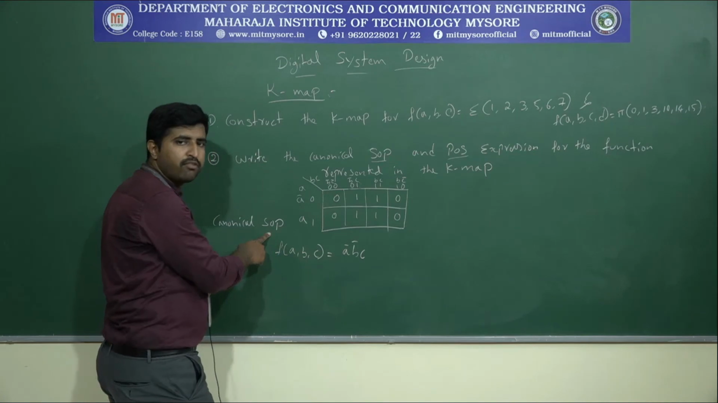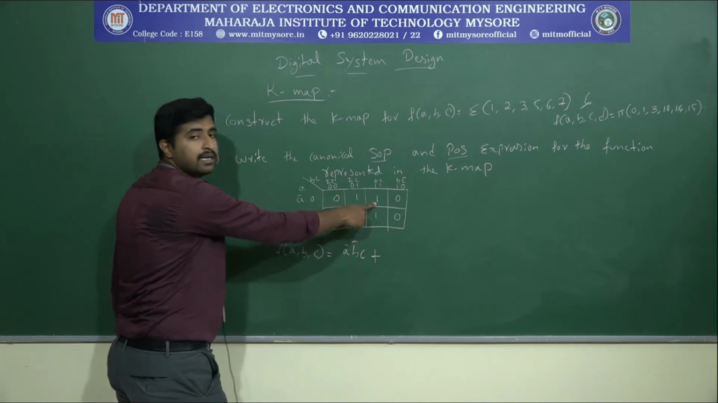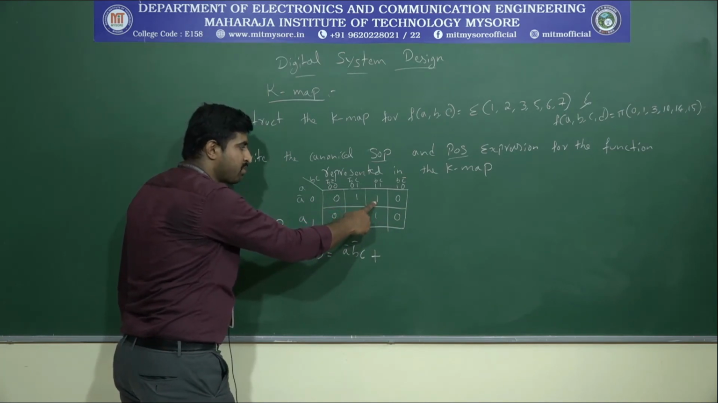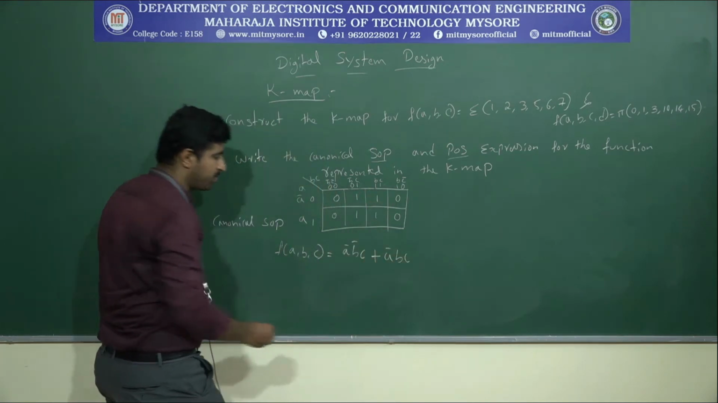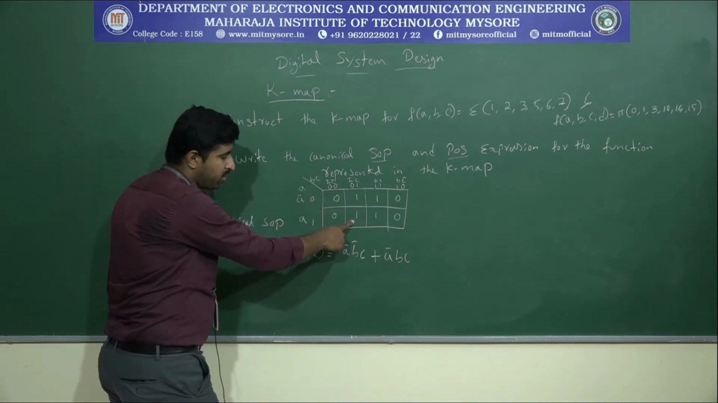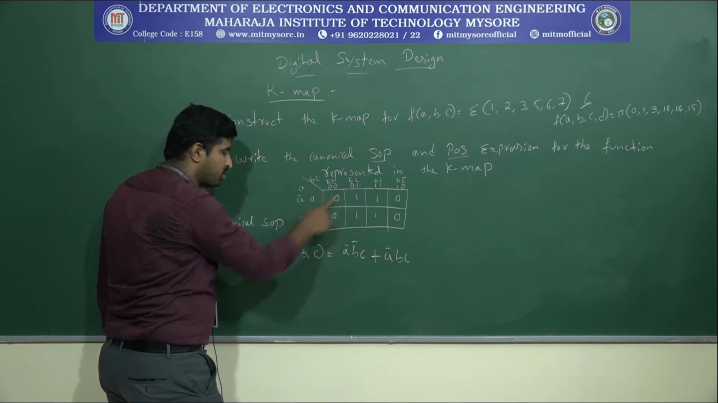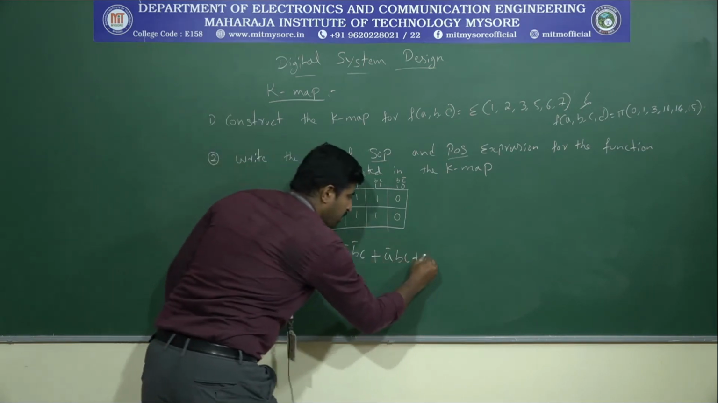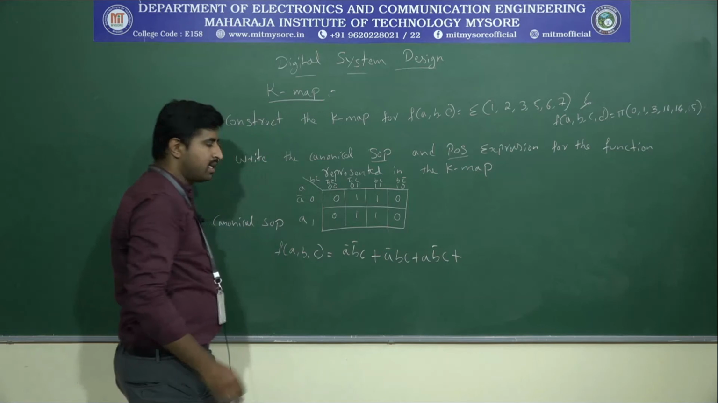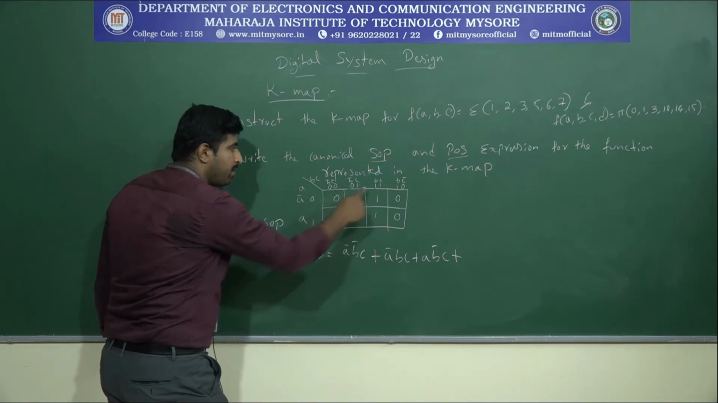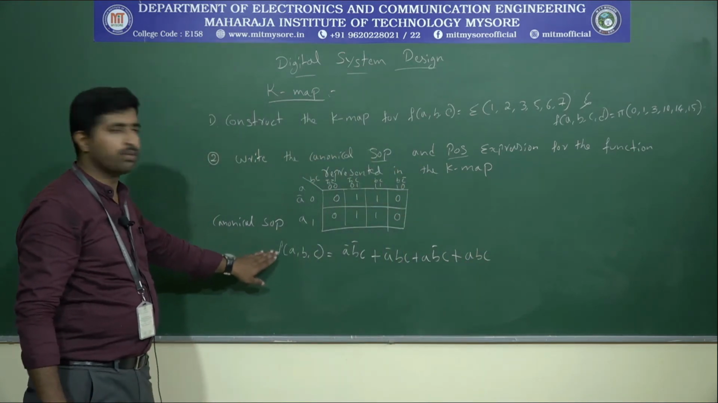Since it is SOP, sum of products, this is one product term. Next, what is the next product term? The next min term is this one, which corresponds to A bar, B, C. Next we have this 1, where the cell number corresponds to 5. This corresponds to A, B bar, C. Next, one more min term is there. What does this correspond to? A, B, C. So this is the canonical SOP.